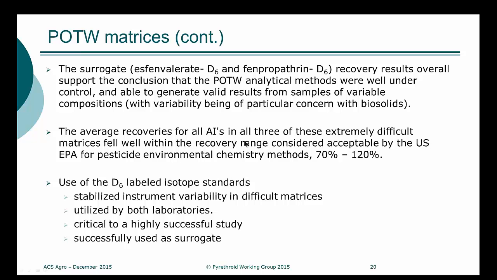Also, the average recoveries for all of these AIs in these difficult matrices fell well within recovery range that are considered acceptable by EPA of 70 to 120, while rarely did we deviate outside of the tight norm we saw. So in the end, the use of the D6 standard stabilized the instrument variability in very difficult matrices. Both labs utilized it. They were critical to this successful study, and in particular, we found a new use for the D6 as a surrogate.